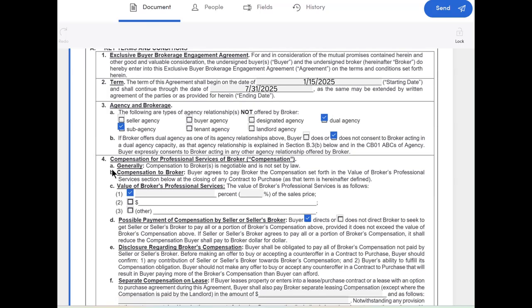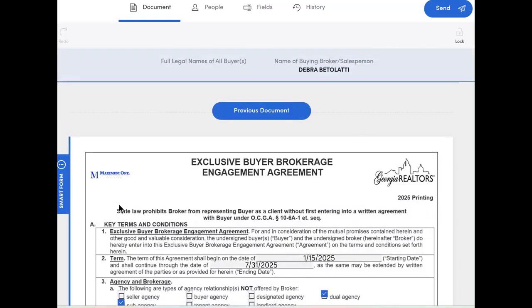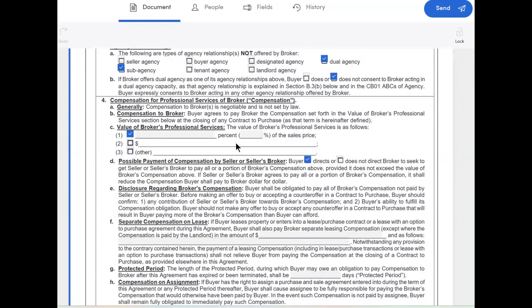Additionally, when it comes to 4, this is where everybody kind of gets stuck, so I want to explain to you what I would normally do here, which is I would simply state to the buyer, this is what I get paid. And it is the responsibility of the buyer, as per state law right here, that I have to have this in writing, and I have to let you know that it is your obligation. Here it says, buyer agrees to pay broker the compensation as a value of broker professional services section below, and it is your responsibility to do it.